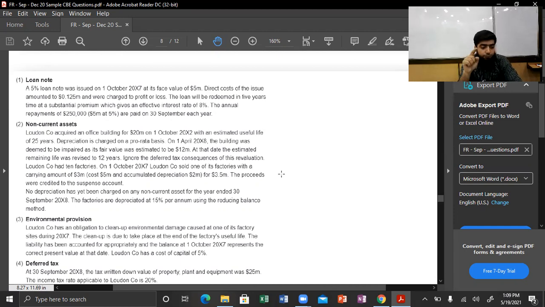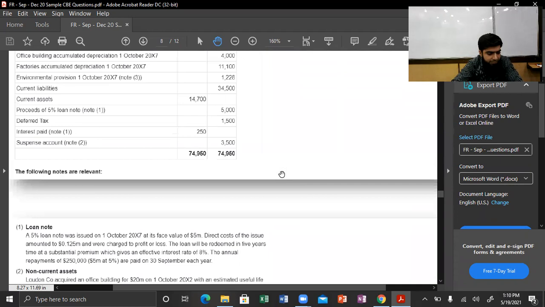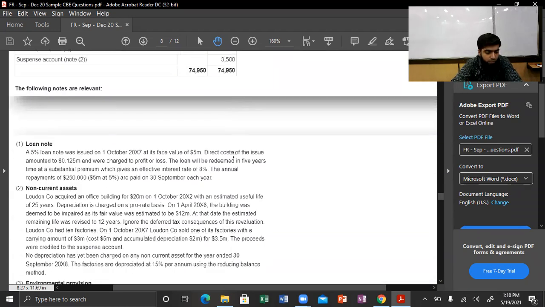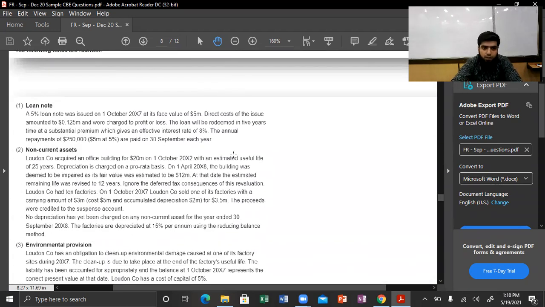Loan note. A 5% loan note was issued on 1st October 2007. Let's recall what our year end is. Get back to the question. Our year end is 30th September 2008. It means it's just talking about the start of the year. Okay, 1st October 2007, issued at its face value of $5 million.